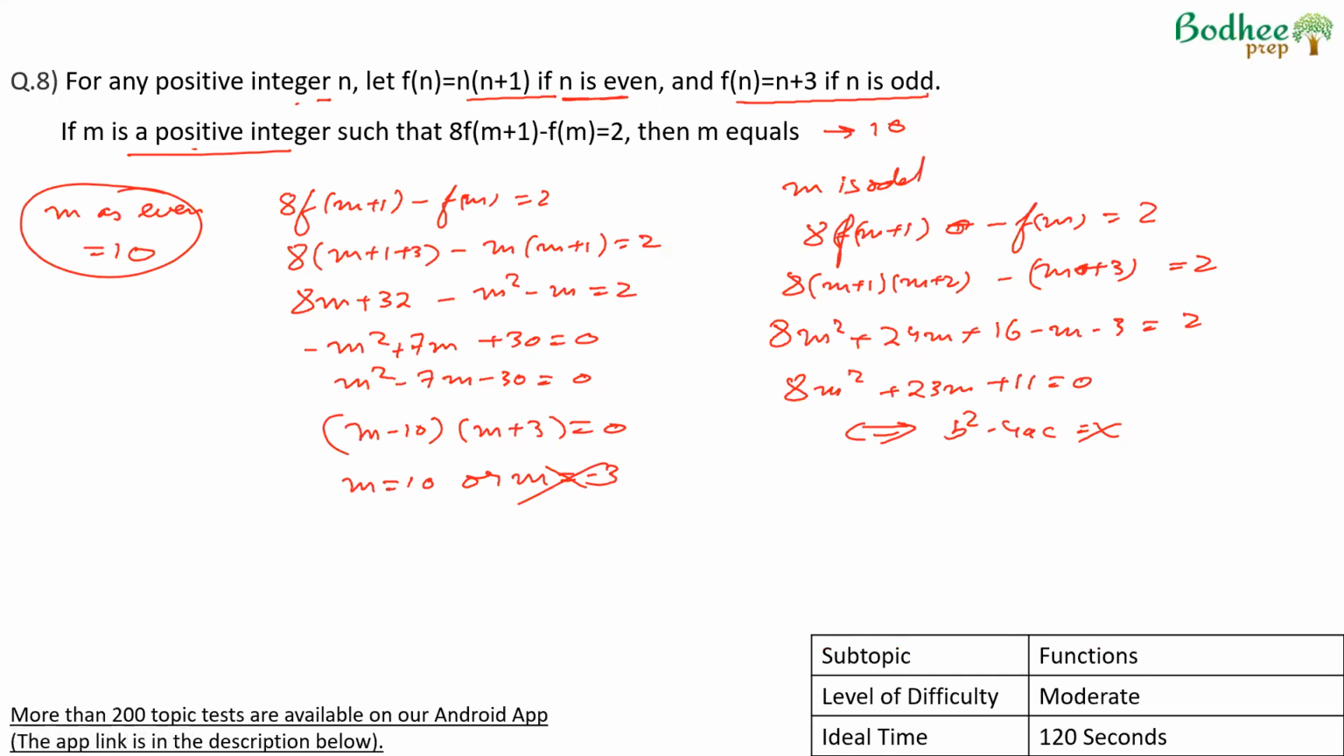And therefore, moderate level of difficulty, 2 to 2.5 minutes to solve the question, depending on where we start. If we start with m is odd, the attempt time decreases because we're not getting a solution. If we start with m is even, we'll get the solution and we can stop there.